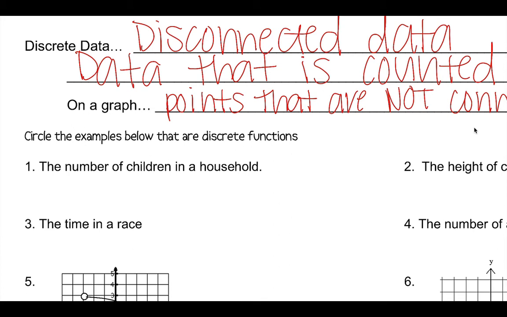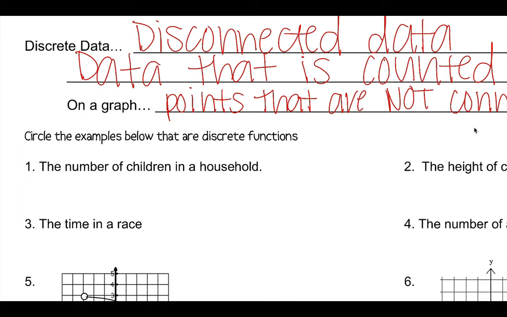There's no measurement. So I like to think of discrete data as counting, and then continuous data, which we're going to talk about more tomorrow, is data that is measured. So anything that you can measure would be continuous. Your height, your weight, pounds, inches, time, anything that can be measured is continuous, because we could have 5 foot 4 inches. You could have 3.5 seconds.